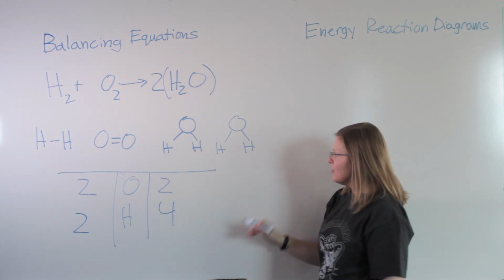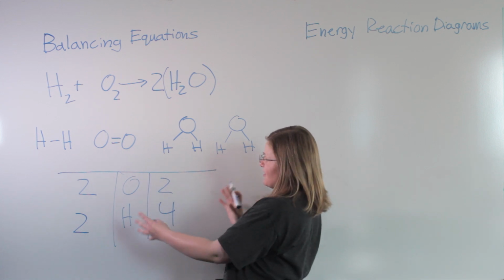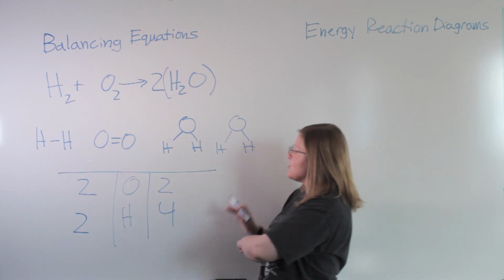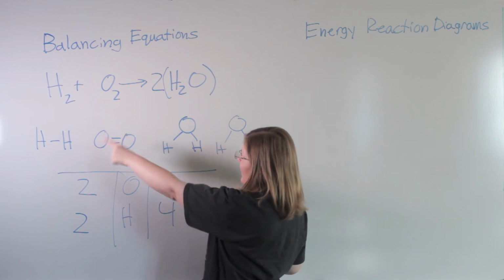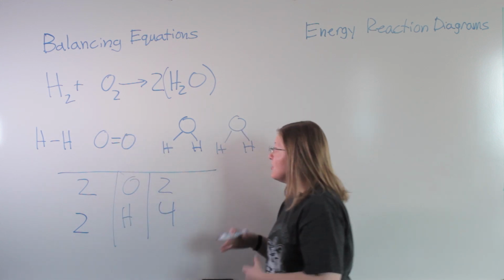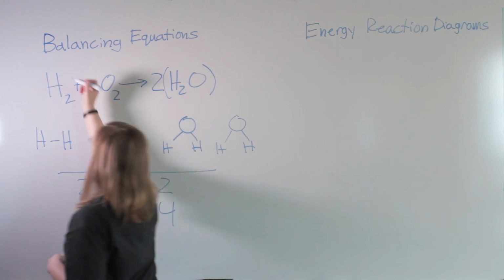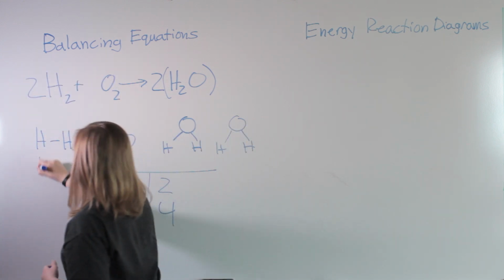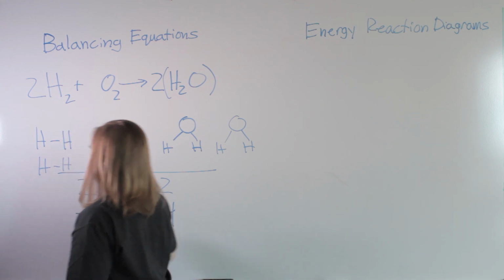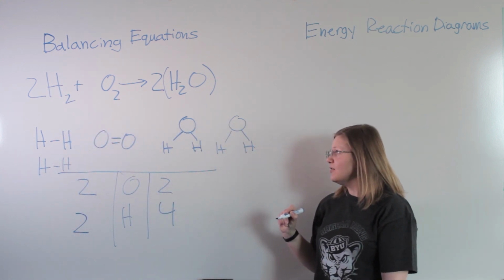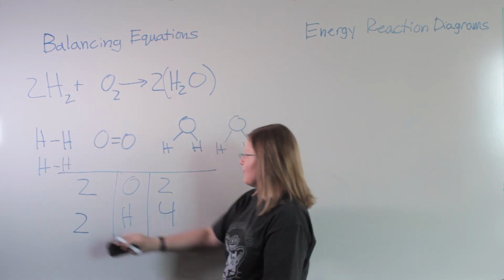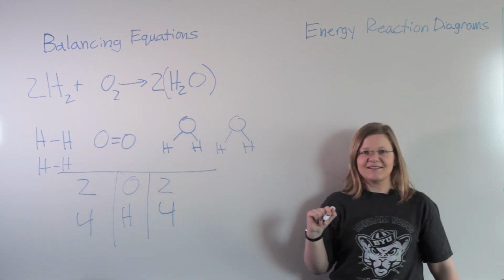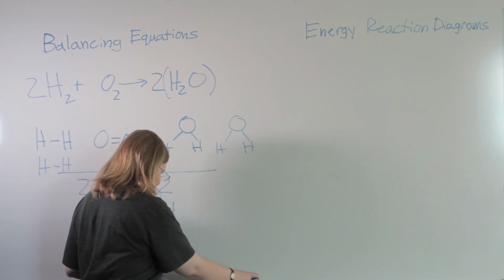So now our equation is still unbalanced. Our oxygens are balanced, but we need to balance our hydrogens. So now, on the left, we have 2, but on the right, we have 4. So what we can do on this side is put a big 2 out in front. Now that means I have 2 separate hydrogen molecules. So now I have 4, and now it's balanced.